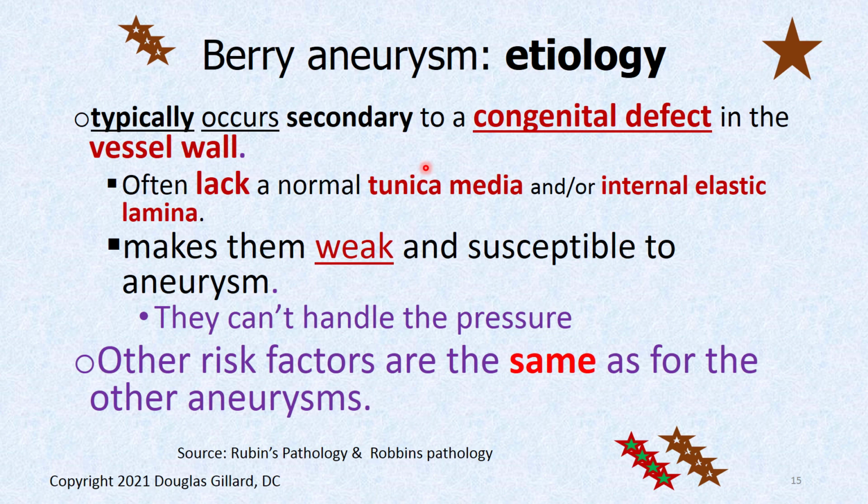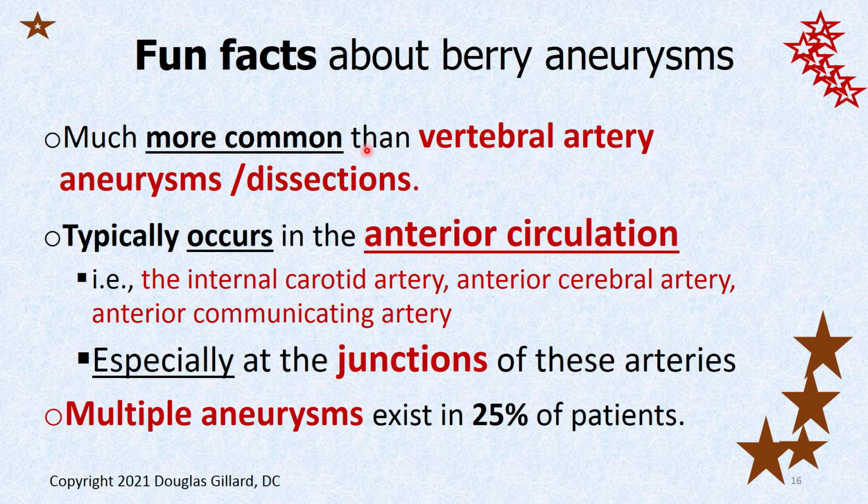Let's see, did we not talk about those? We're coming to those. Well, it's just some fun facts we're getting into now. These are more common than the vertebral artery aneurysms or dissections we're going to talk about. These aneurysms, like the anterior circulation, which is basically the junction between the internal carotid artery, the anterior cerebral artery, or the anterior communicating artery.